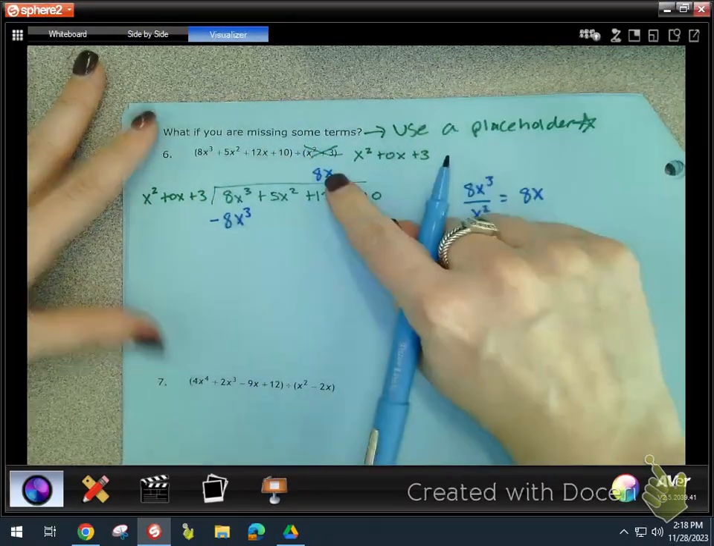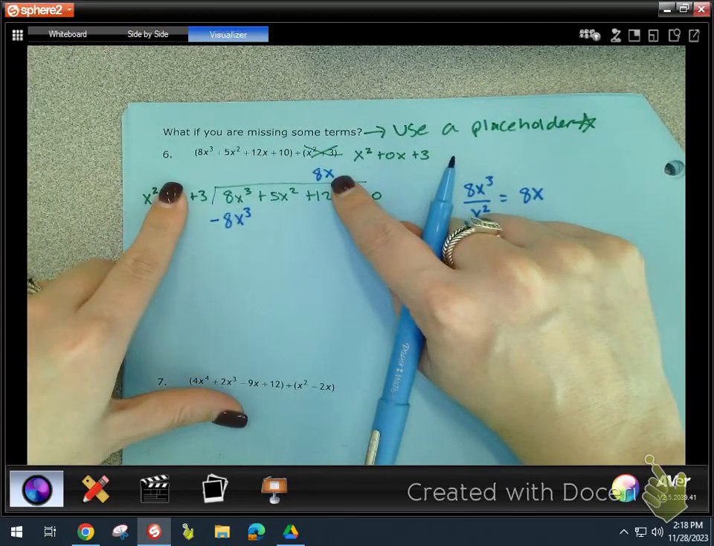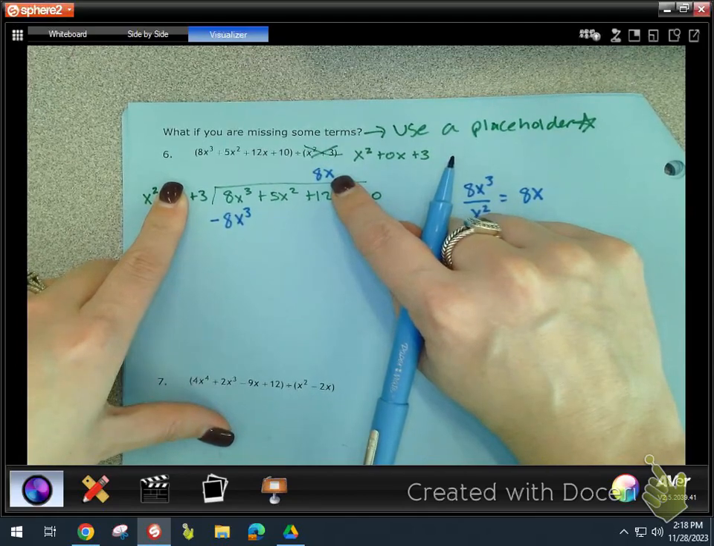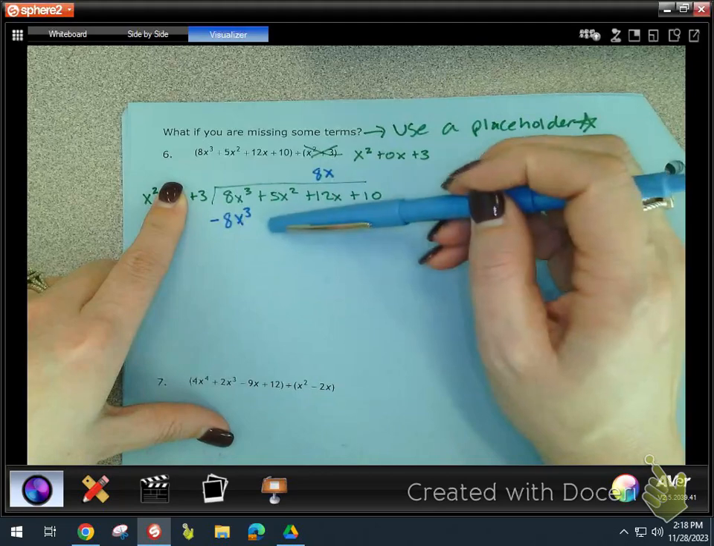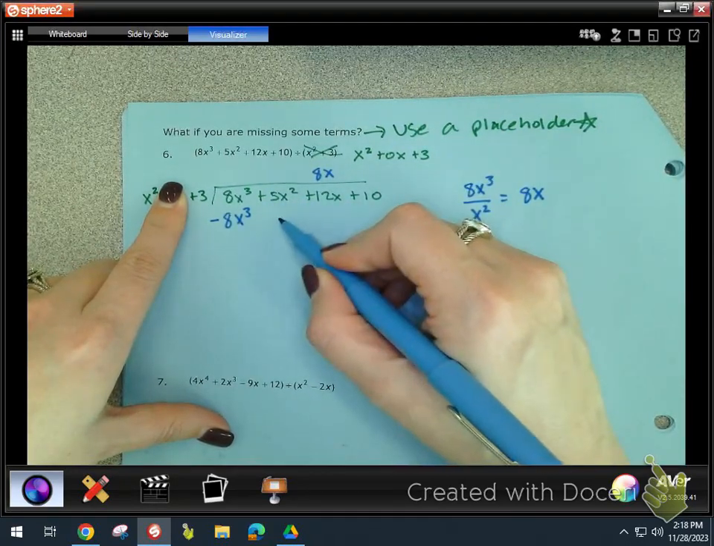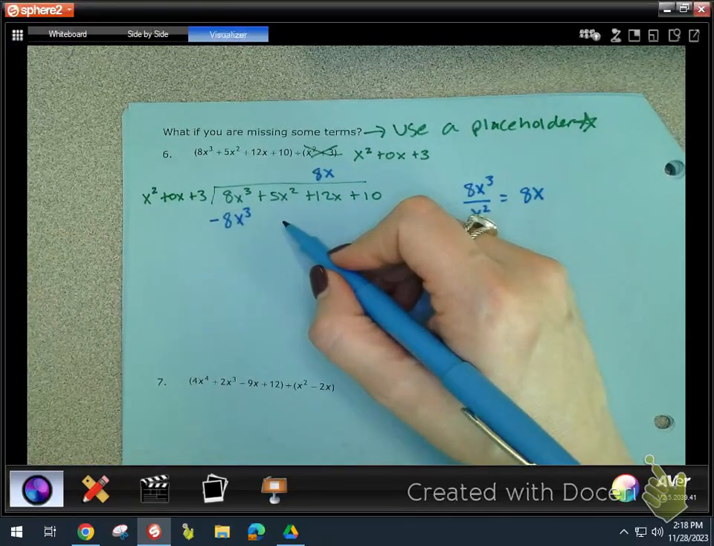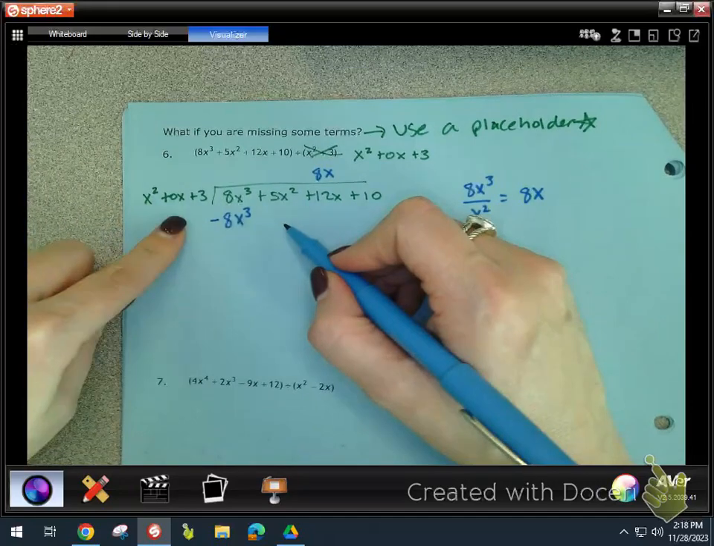Now hang on for a second. I want to show you how if you didn't put that 0x there, pretend it's not there for a second. We made a silly mistake. 8x times 3 is 24x. What am I writing underneath? An x squared. And that doesn't make sense to have an x squared with an x. So that would be my reminder that, hey, I forgot. I need to put that placeholder.